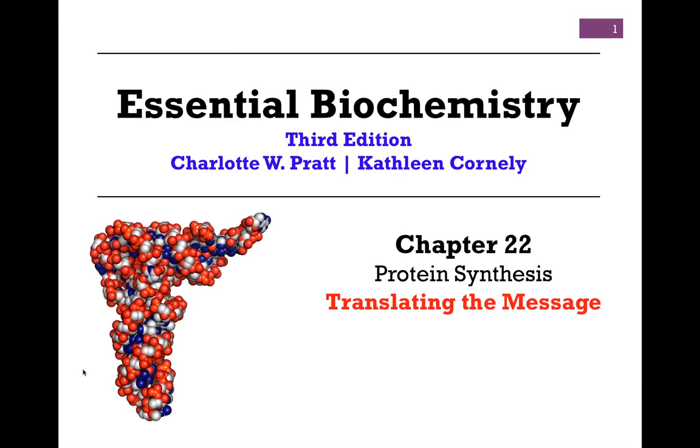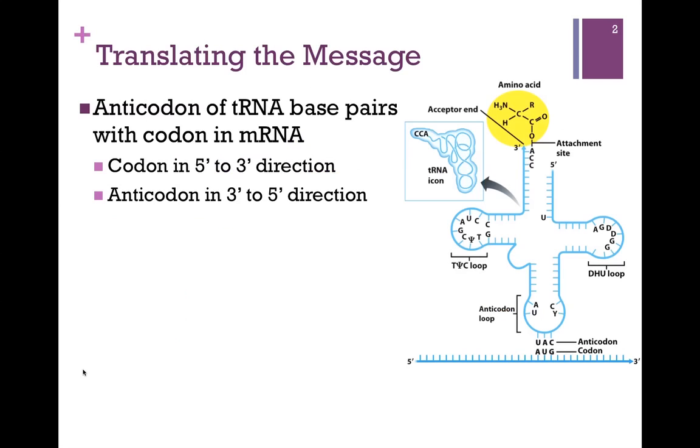We're continuing our studies in Chapter 22 on protein synthesis, and in this lesson we'll be briefly reviewing how we translate the message. Remember, our translator is tRNA. Now the T stands for transfer, but you can think of that as translator. The anticodon in the tRNA is going to base pair with the codon in the message, and that's part of our illustration here. In this case, the tRNA is pictured in its two-dimensional form so you can more readily see the interaction between the anticodon and codon.